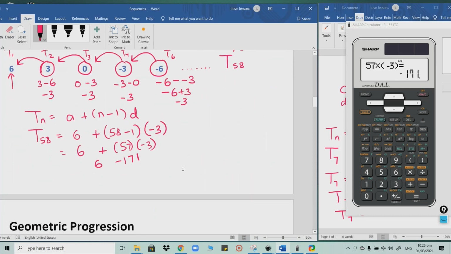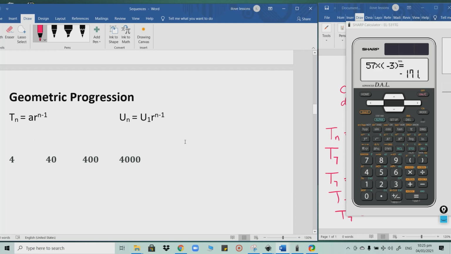So the next type of progression is a geometric progression. Now, the formula for a geometric progression, to find the next term, is a r to the n minus 1. I'm guessing you already know that a is the first term, and you can make the comparison between the two versions of the formula. But what does the r stand for? Remember, in an arithmetic progression, the one we did just before, there should be a common difference.